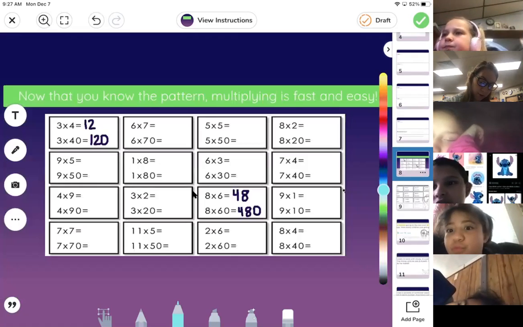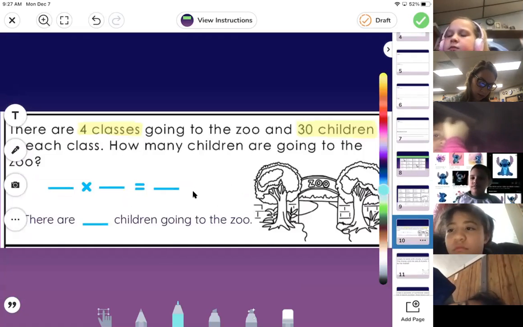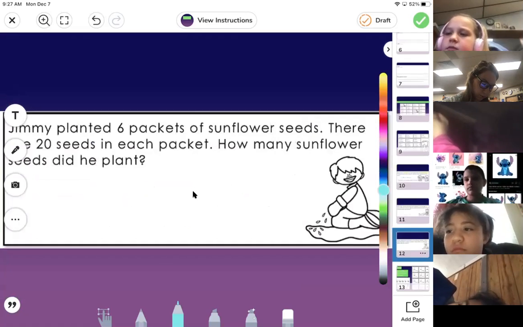Now that you know the pattern, you might be able to do these ones. Good luck. That's a challenge. But I still want you to do them. And then there's a few word problems too to go over it.